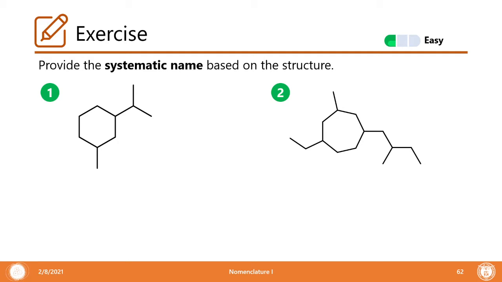Okay, so let's try these two simple exercises for cycloalkanes. Okay, so we have red here for our parent name. Okay, so let's look at the ring. So rings are preferred over alkanes. We have a 6-membered ring, 1, 2, 3, 4, 5, 6. So this is a cyclohexane.